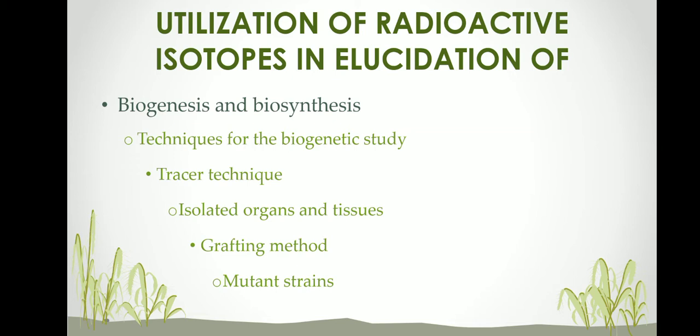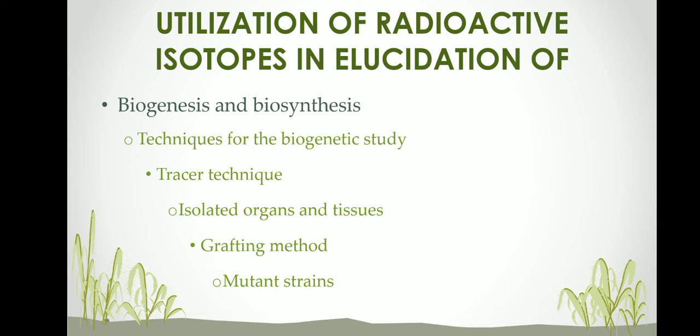That is, isotopes are used for labeling the compounds, and that labeled compounds are introduced into the plant, and at last that product is isolated, and the pathway is traced by isolating these radioactive isotopes. That is tracer technique.